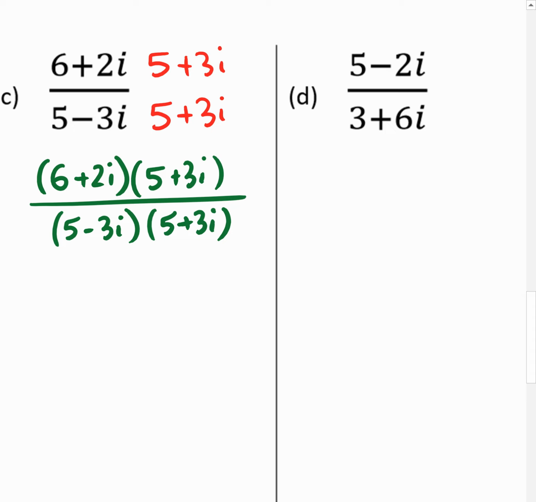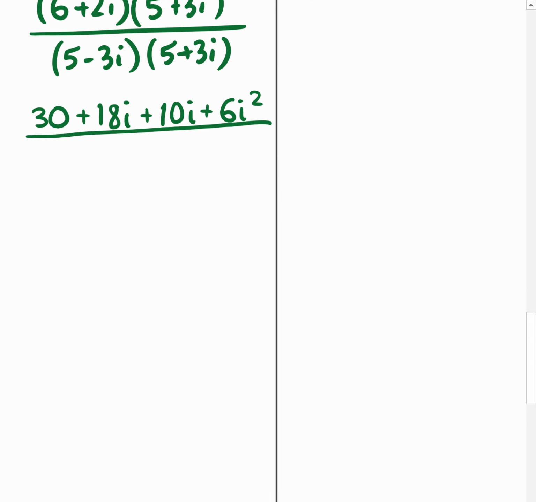Okay, numerator, let me FOIL it out. First times first, 6 times 5 is 30. Outer times outer, 6 times 3i is 18i. Inner times inner, 2i times 5 is 10i. Last times last, 2i times 3i is 6i squared. So that's the numerator. I'll work on that later.